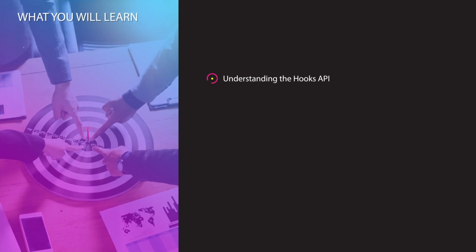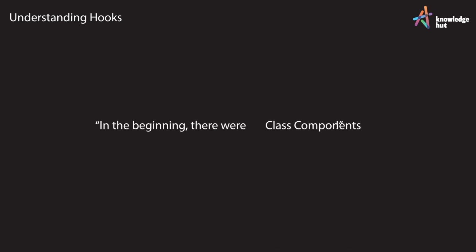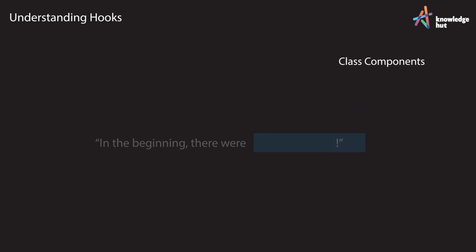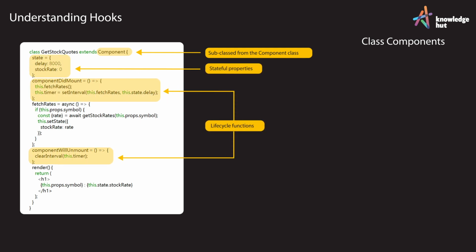In this video, we'll look at the hooks API, which enables us to empower function components with state, behavior, and even reusable logic. Let's dive right in. When React was originally built, the only kind of component that you could build were class components. You're already familiar with class components. They are subclassed from the component class in the React library and offer built-in support for state and lifecycle methods that allow developers to customize behavior of the component easily.